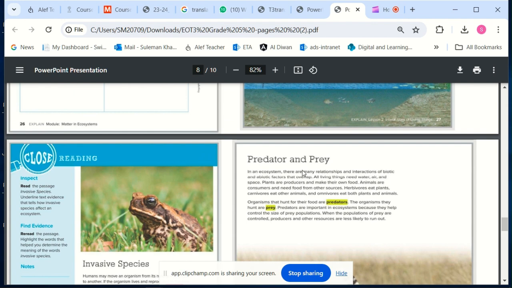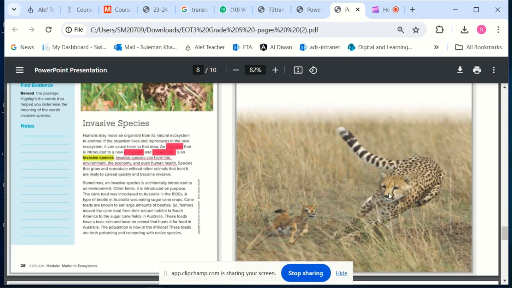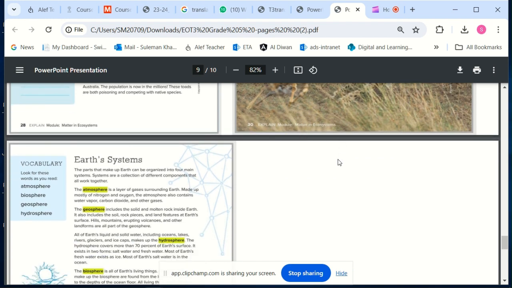حيوان also have predator and prey. Predator eats, أكل, prey. Like this predator and this prey. Cheetah is predator and the deer here is prey.